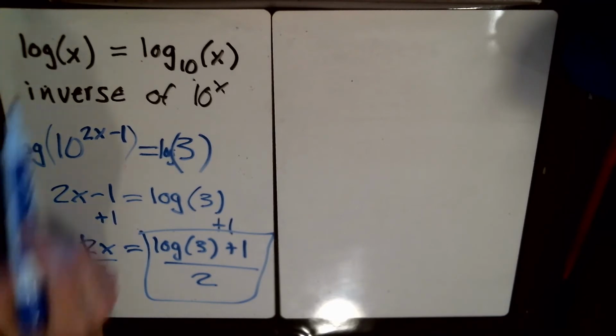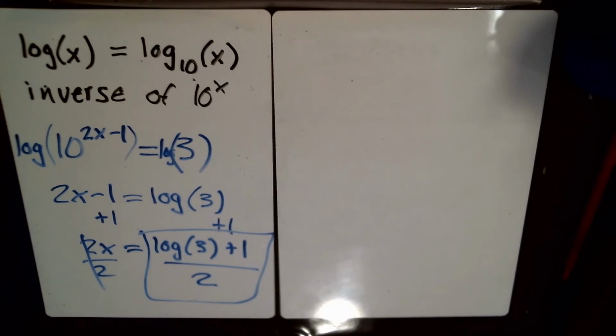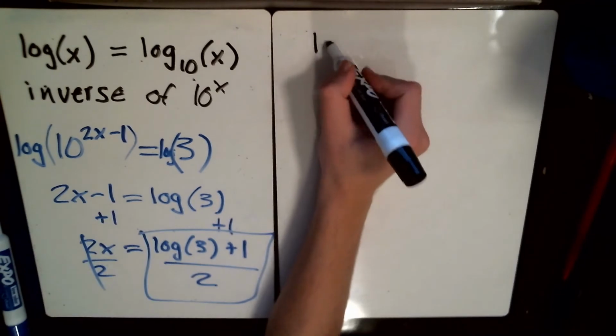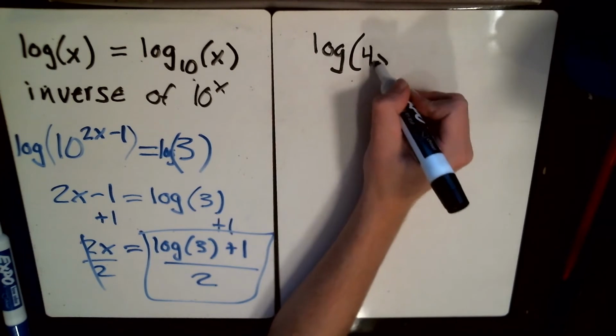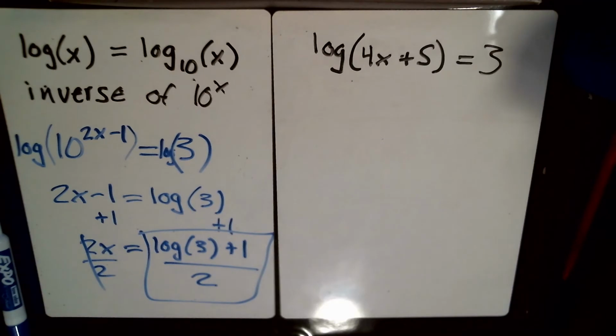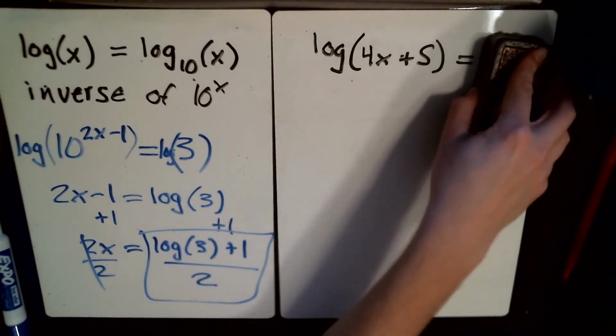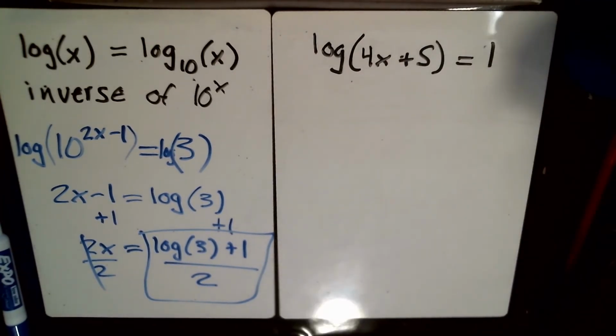So log where there's not a base is just another example of a logarithm. It's just base 10. Whenever you want to get rid of 10 to the x's, you're going to use log. I should mention too, if you had an equation with log in it, like log of 4x plus 5 is equal to 1.